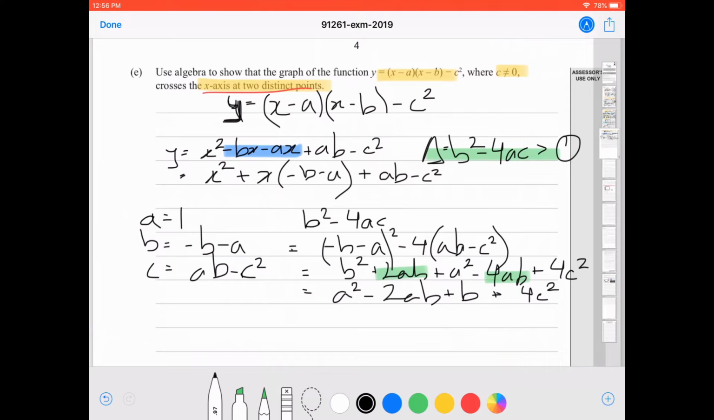And at this point, you might switch off because it feels like there's nothing more to be done here. But actually, looking at the first 3 terms in this equation, a squared minus 2ab plus b squared, we can actually factorize that and say this is a minus b all squared plus 4c squared. And at this point, we're trying to prove that this discriminant is greater than 0, right?